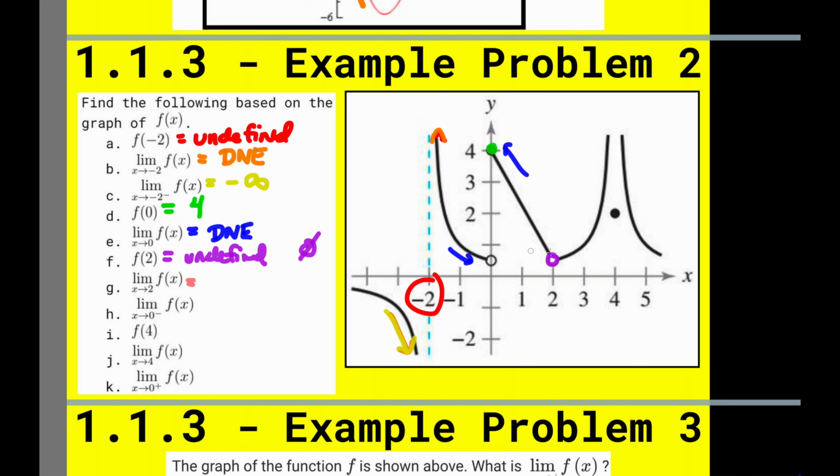G, you're approaching 2 from both sides, approaching here, approaching here. It doesn't matter that there's a hole there. This looks like it's going to be about 1/2. 0 from the left, right here, is also going to be 1/2.